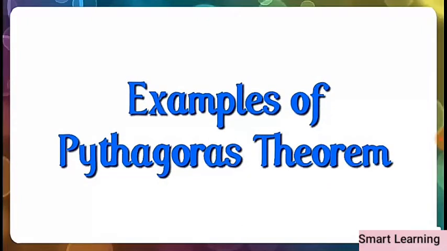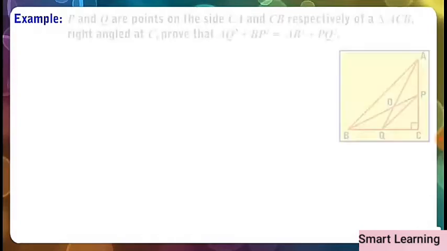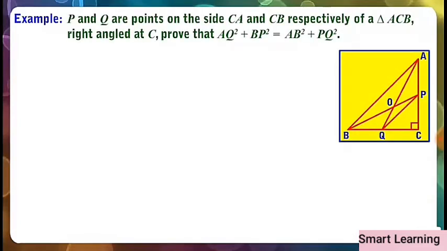Examples of Pythagoras theorem. Let us take an example. P and Q are points on the sides CA and CB respectively of a triangle ABC, right angled at C. Prove that AQ square plus BP square is equal to AB square plus PQ square.